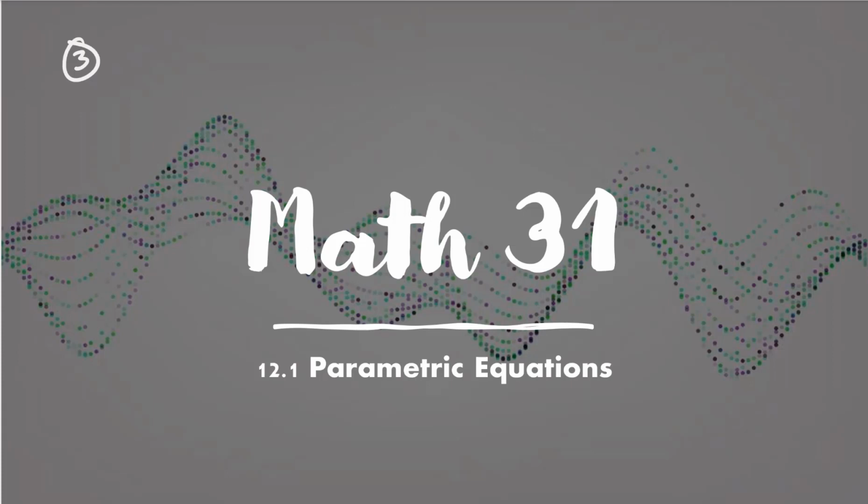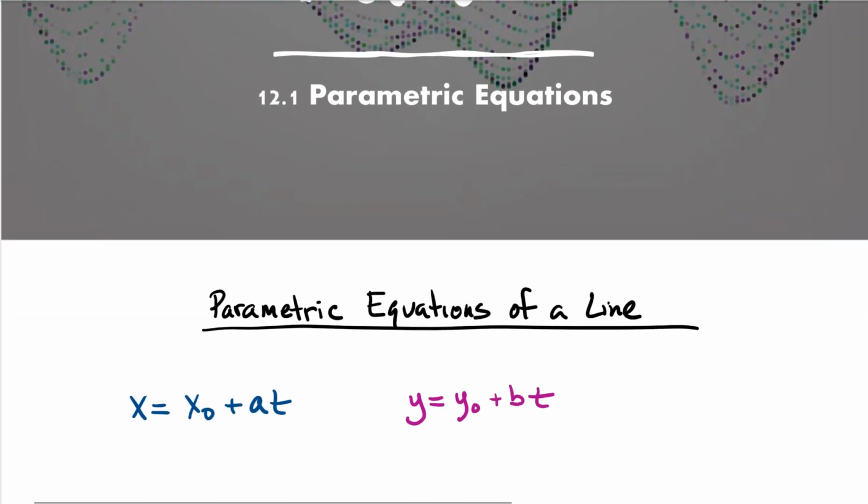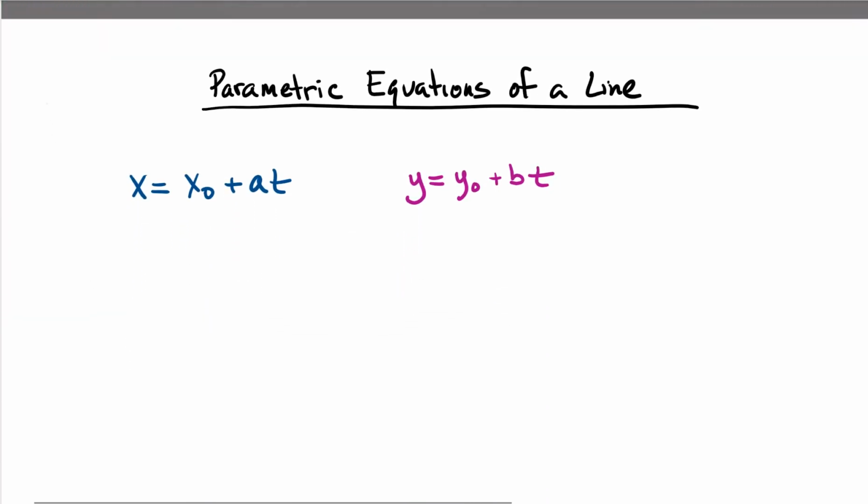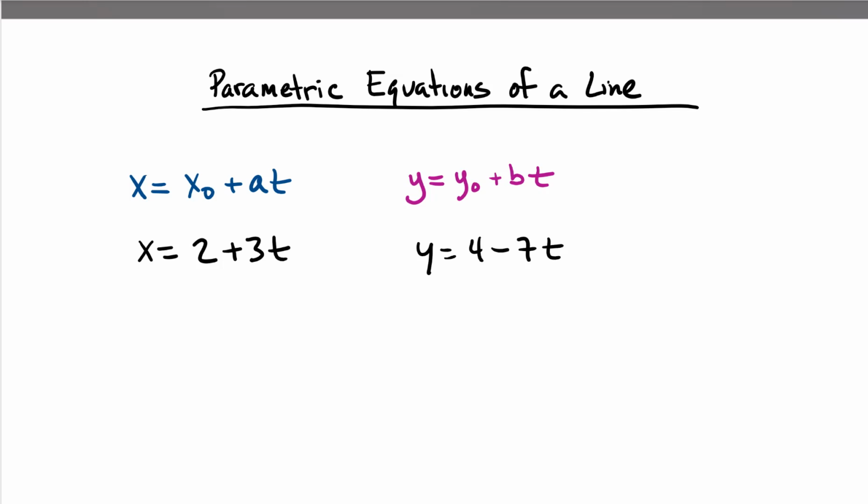Okay, let's get some general forms of a line. Now here we go: parametric equations of a line. These are just general things where x could be x equals 2 plus 3t, and y could be like 4 minus 7t, where x naught is 2, a is 3, y naught is 4, b is negative 7, right?